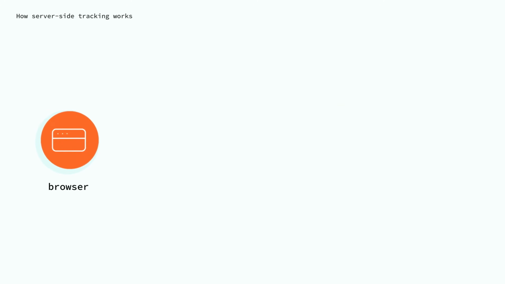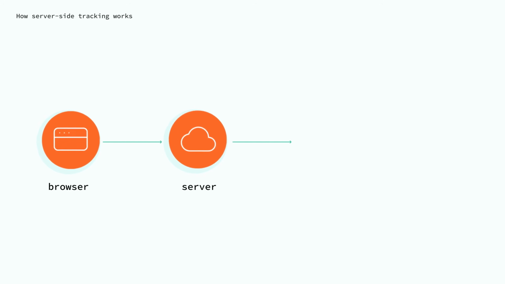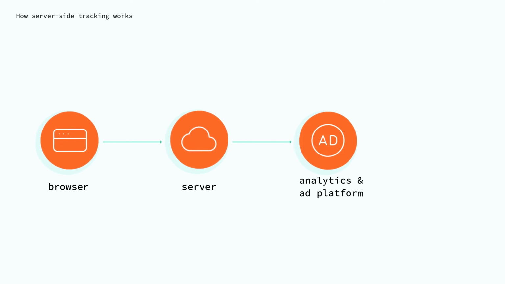Server-side tracking moves data processing from the user's browser to your server. When someone interacts with your website, the data is sent to your server first and only then shared with other platforms. So you can decide what information to keep, modify, anonymize, or remove before sending it out. Long story short, you have full control over your data.